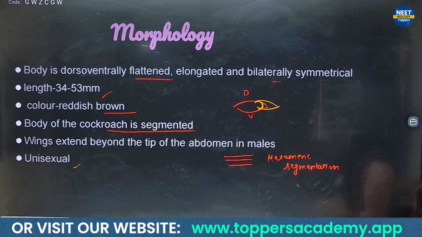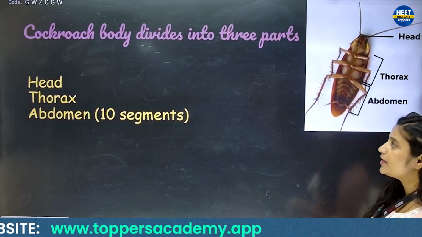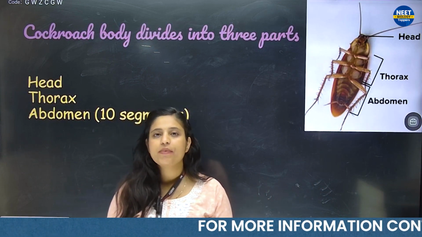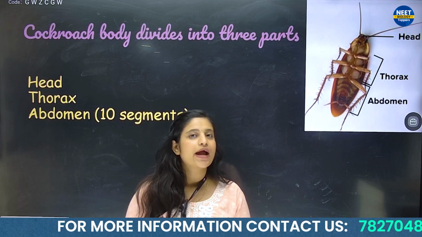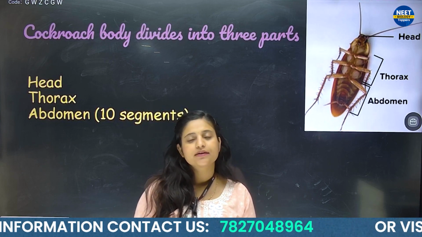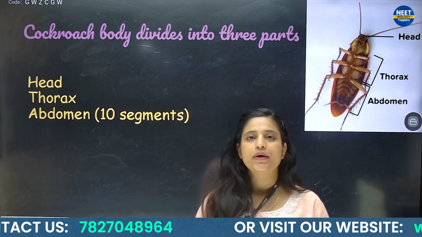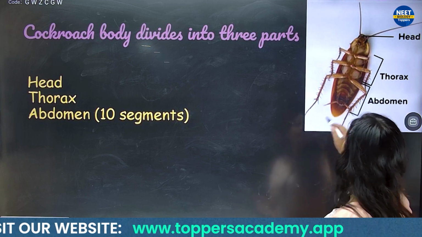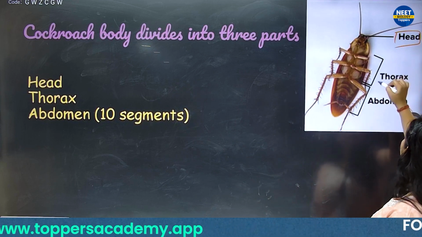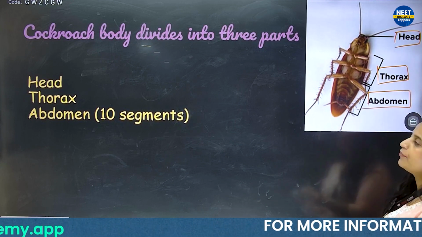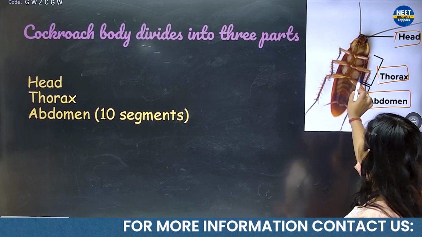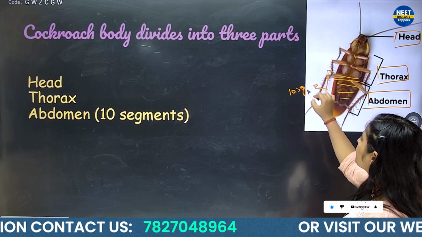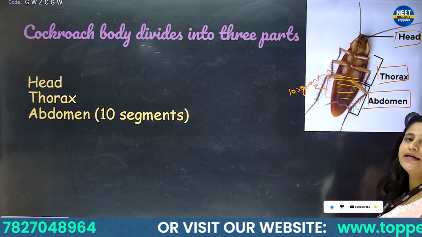These are unisexual organisms. The next, the phylum Arthropoda. Their body is usually divided into how many parts? Their body is usually divided into three parts. The first is head, the second is thorax, and the third is abdomen. So similarly, the cockroach body is also divided into three parts. Next, you can see here the head part. Here they have a thorax, and this is the abdomen part. In their abdomen, if you see the segments, a total of 10 segments are present.